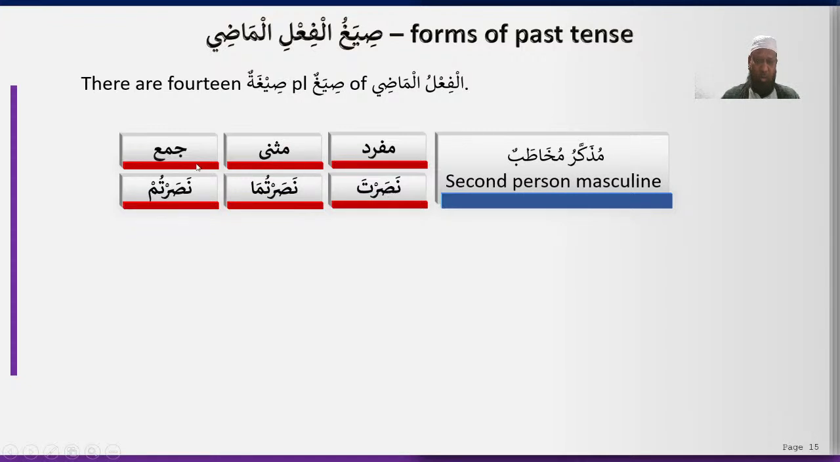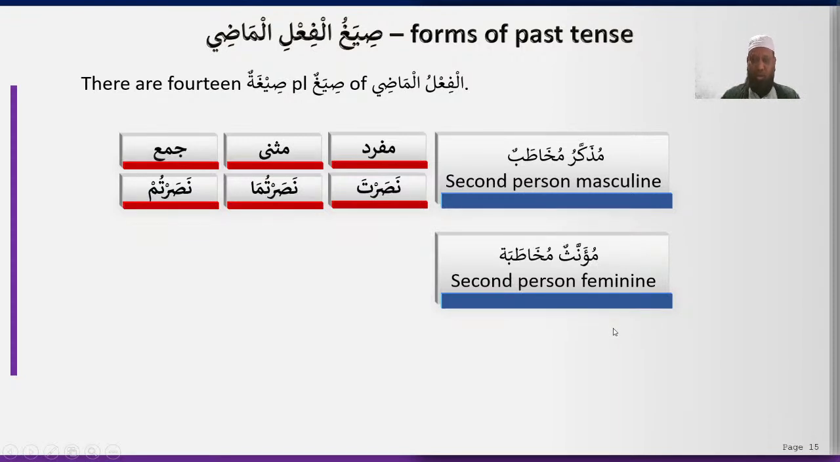So when we do i'rab of all these, we say مبني على السكون لاتصاله بتاء الفاعل. Same thing here. فعل ماض مبني على السكون لاتصاله بتاء الفاعل. وما للمثنى. نصرتم, the ta is the fa'il, مبني على الضم لاتصاله بتاء الفاعل، والميم للمذكر العاقل.